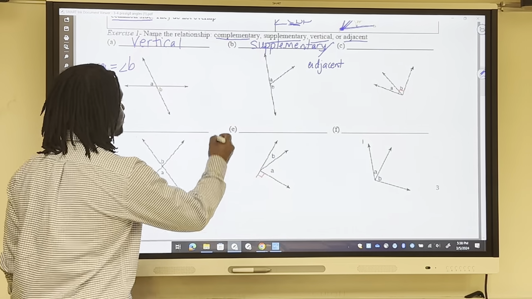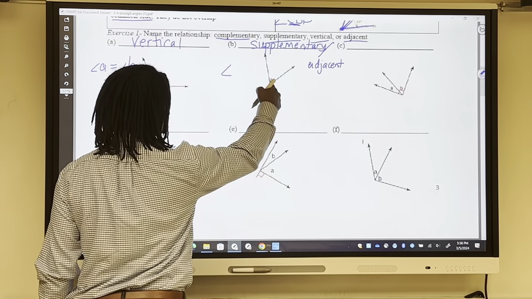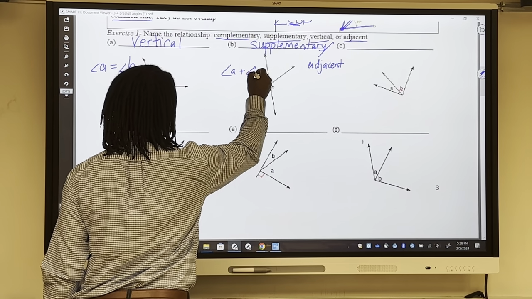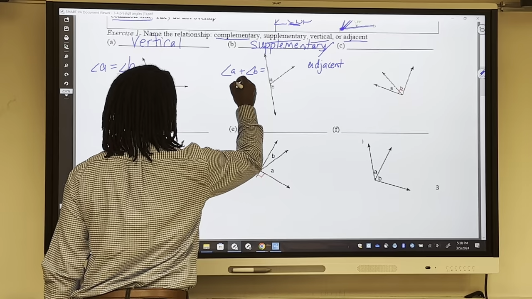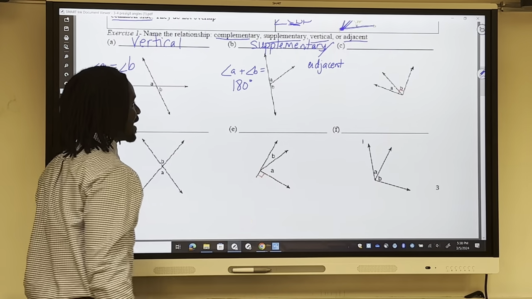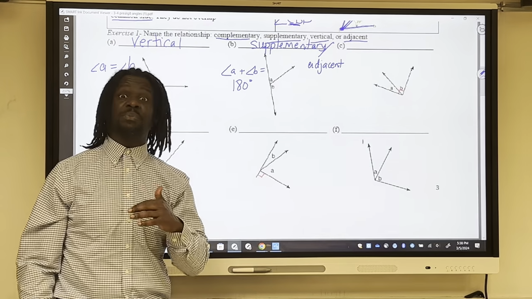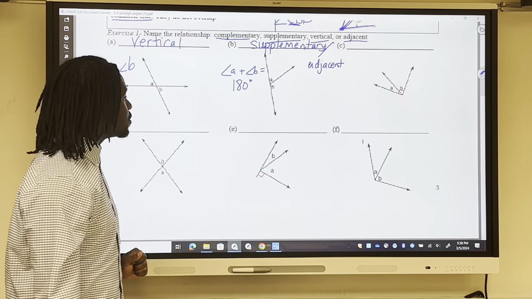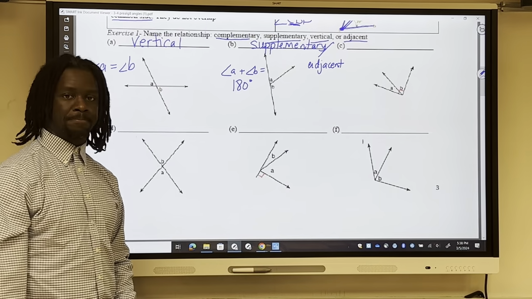So what you need to know is angle A plus angle B is going to equal 180, again because they are supplementary. That's the definition of supplementary. Angle A plus angle B equals 180.